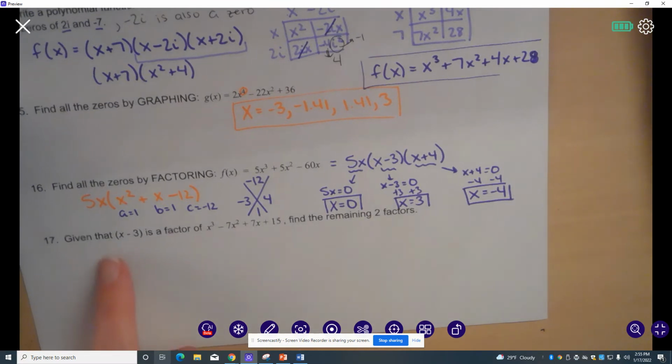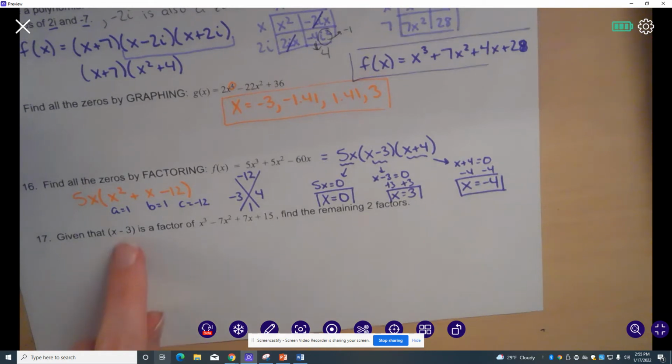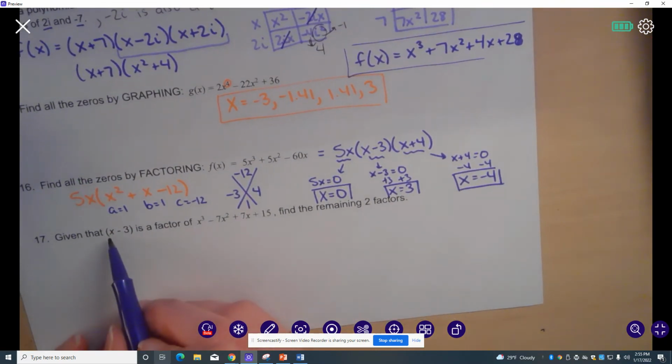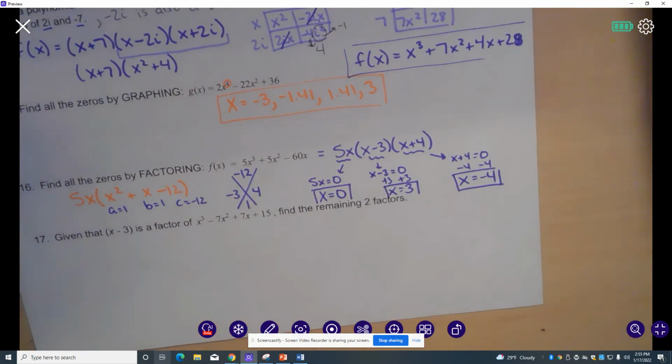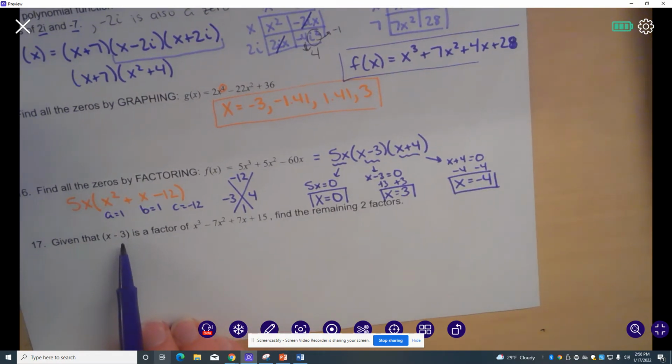All right, given that x minus 3 is a factor of x cubed minus 7x squared plus 7x plus 15, find the remaining two factors. All right, so this factor is x minus 3. And so what we can do, remember, is use synthetic division to divide out this factor to see what's left over.